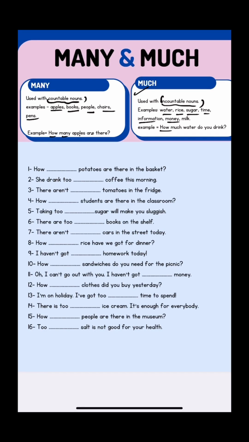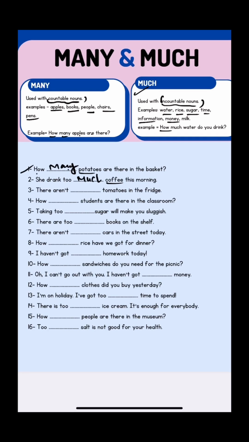So let's understand it with more examples. The first one is: how dash potatoes are there in the basket? Potatoes are countable, so the answer is many. She drank 2 dash coffee this morning. Coffee is uncountable, so the answer is much.